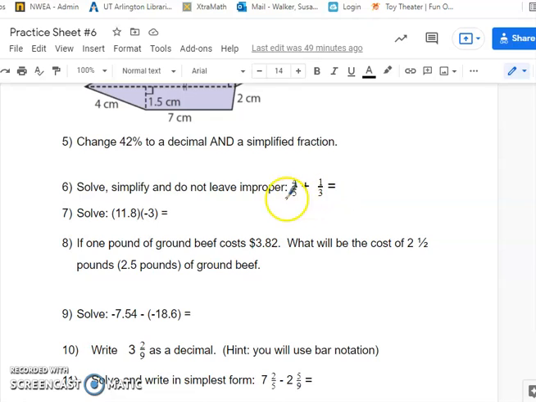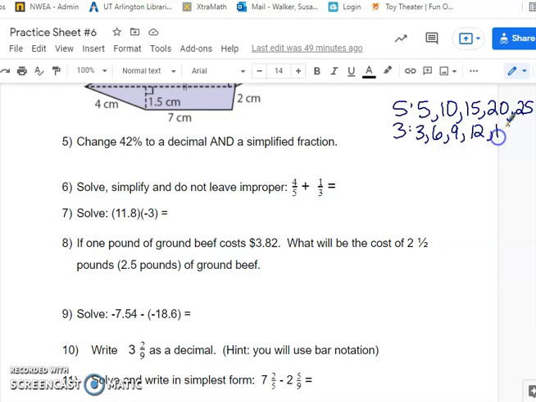So remember, we start with our denominators, 5 and 3. We list our multiples. Now remember, if you know what the common denominator is, you can skip this step. 3, 6, 9, I don't see any matches yet, 15. So there it is. 15 is my denominator.